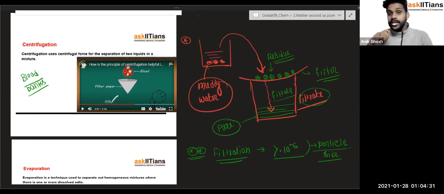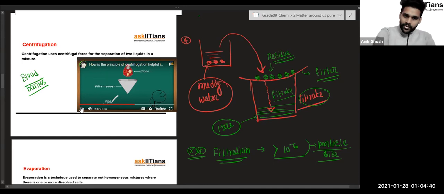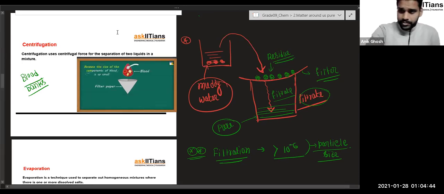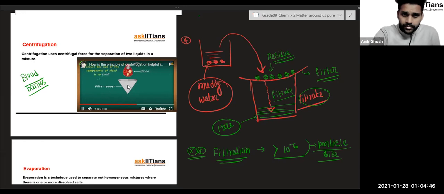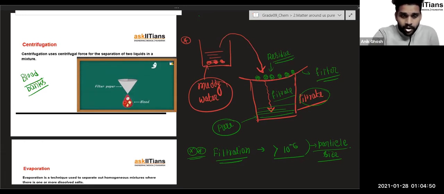So we need another method when the particle size is even less than 10 to the power minus 6. Okay, so let's see what the method is then. That is the point: all of the components would pass through the filter paper.